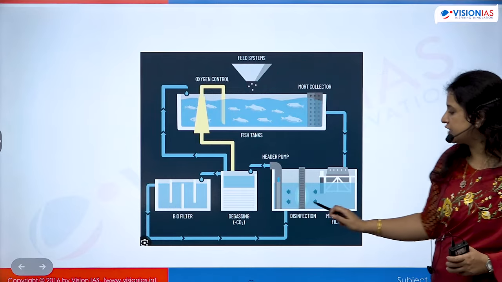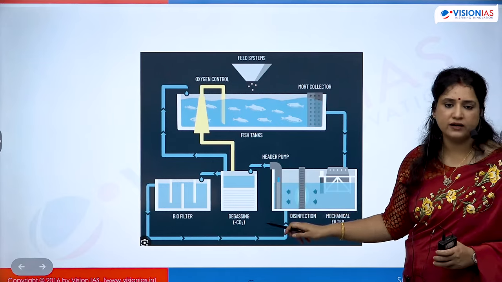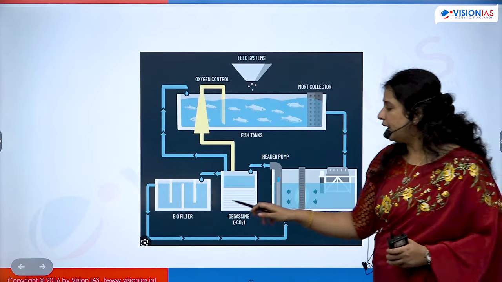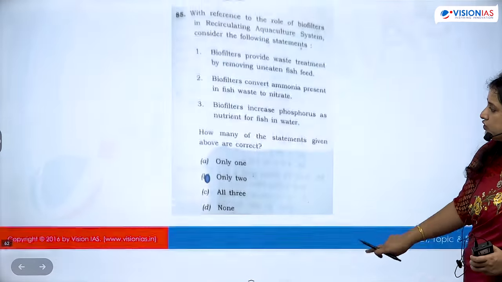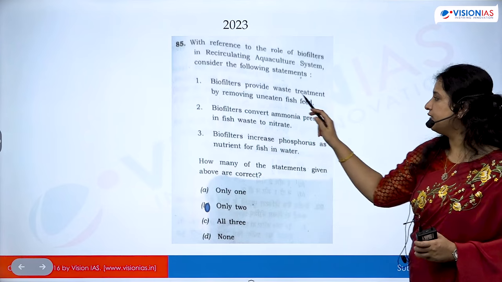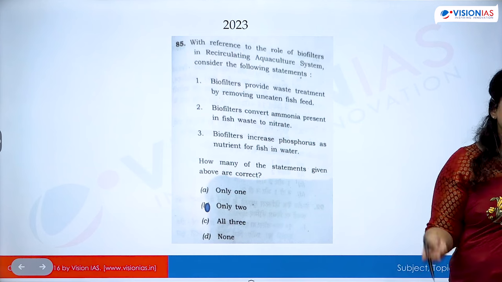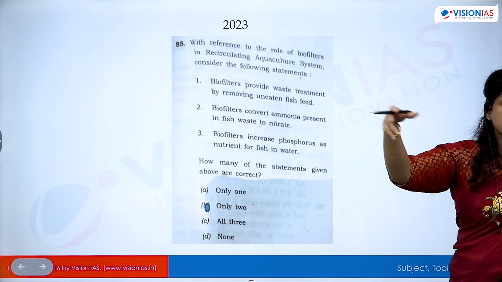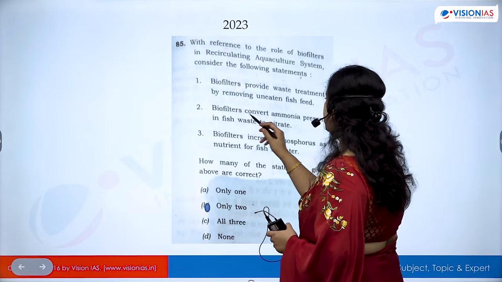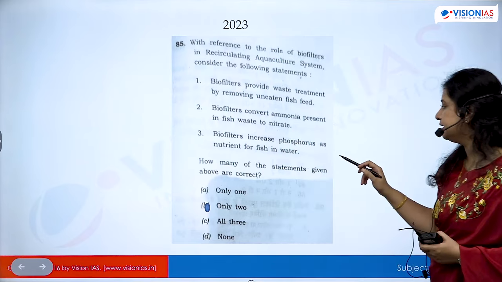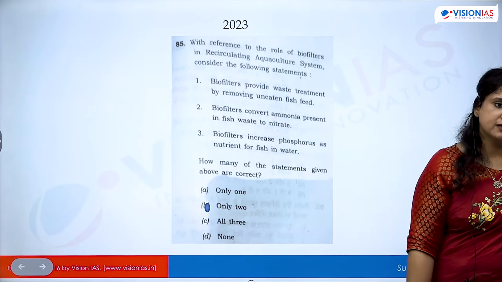Of course, disinfection of water, degassing, that is, removing the carbon dioxide that has accumulated in the water, all these steps are also done. But the question is restricted to biofilters. So let's see the question. It says, biofilters provide waste treatment by removing uneaten fish feed. Obviously, the fish feed you put in from above, some of you who have aquariums might know, that fish feed is removed. Biofilters convert ammonia present in fish waste into nitrate. This is correct.